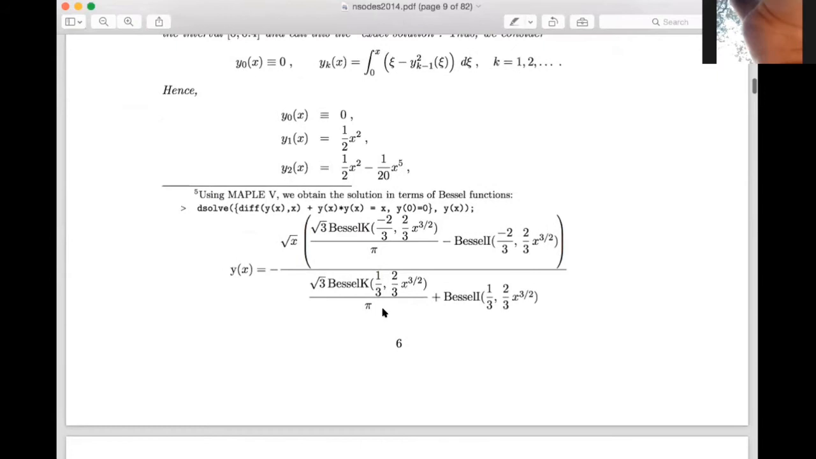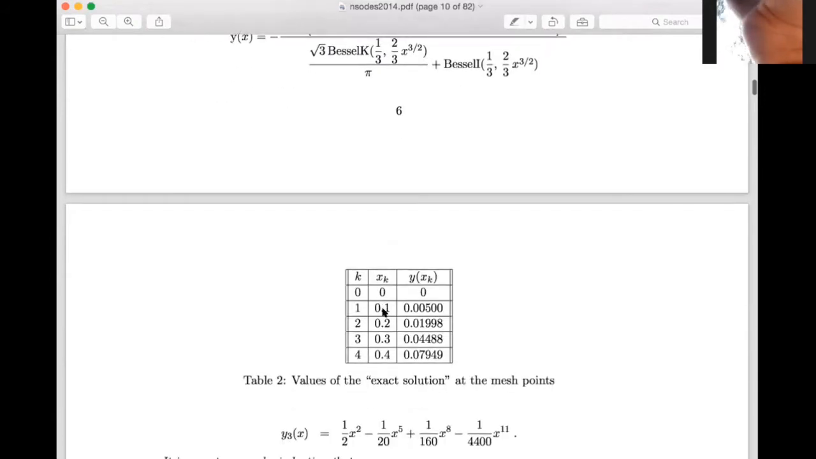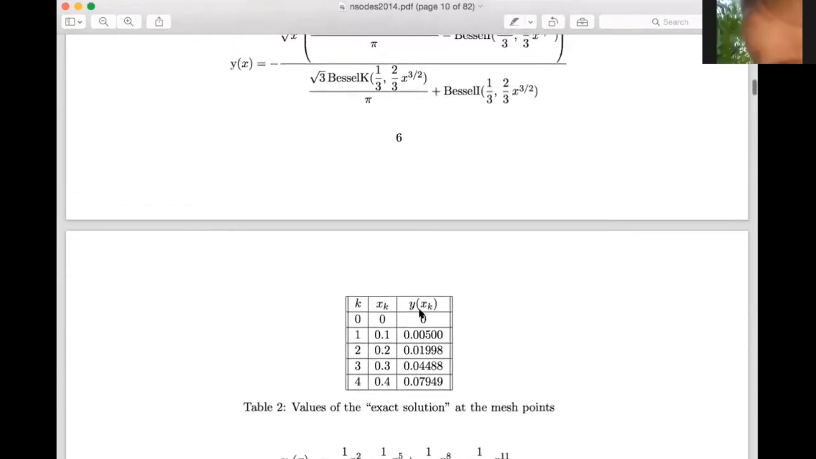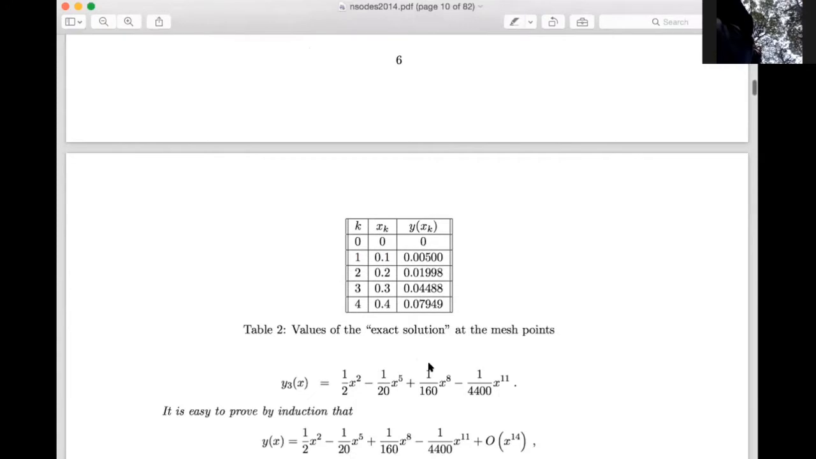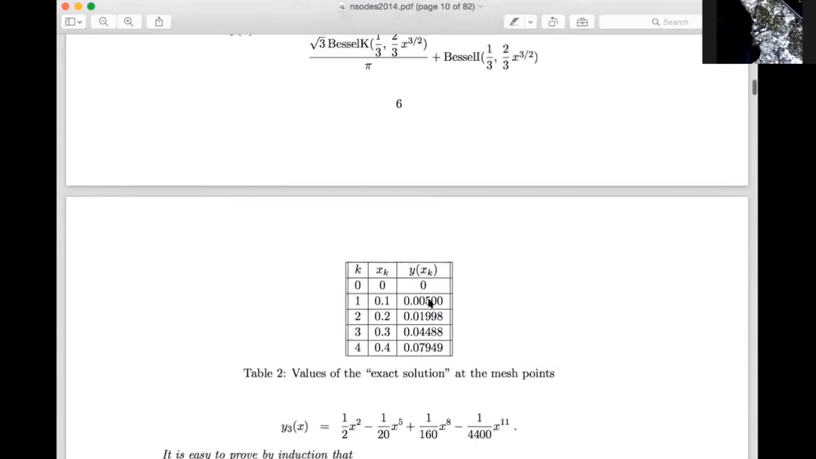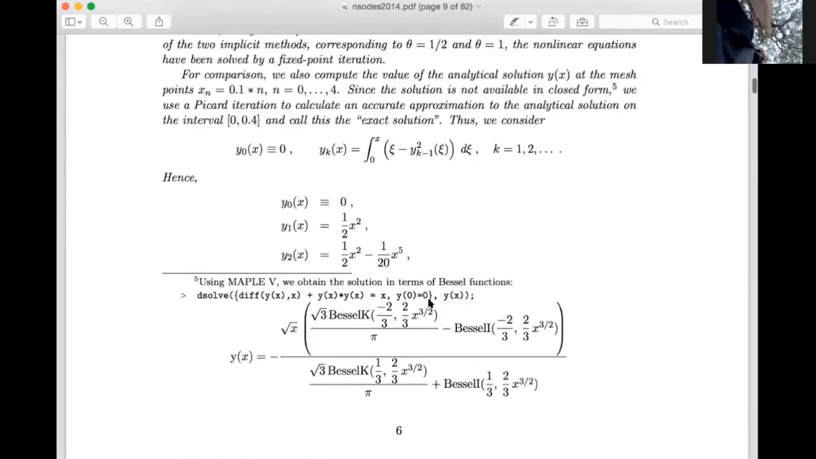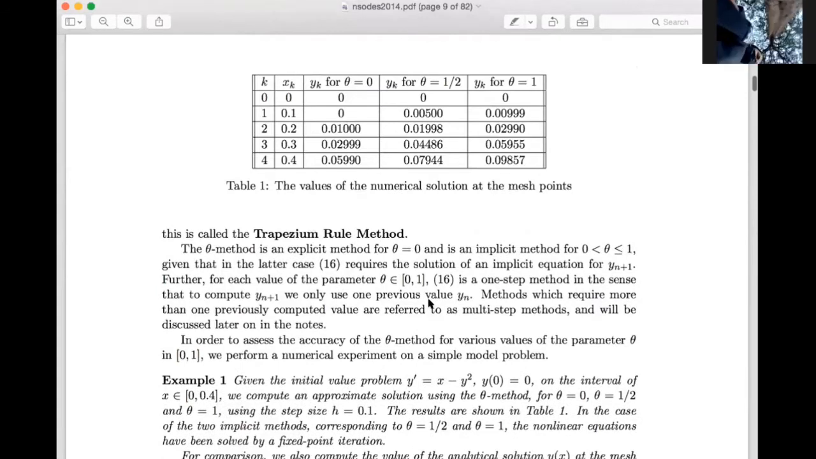So basically they have this, this is the exact. So this is the exact. Basically this is also some kind of approximation they have taken, but of course we treat it as the exact one, because they have calculated here. So if we compare this, you look in the table that this one is closer to the exact for the trapezoidal rule.